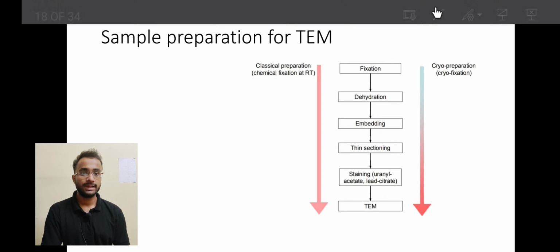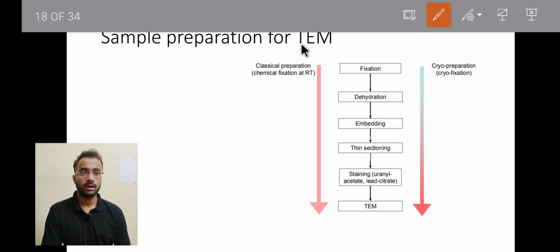So how exactly we prepare a sample for transmission electron microscopy, that we will study. These are the procedures which we have to follow while preparing a sample. First one is fixation, then dehydration, then embedding, thin sectioning, staining, and last one is TEM, that is transmission electron microscopy.